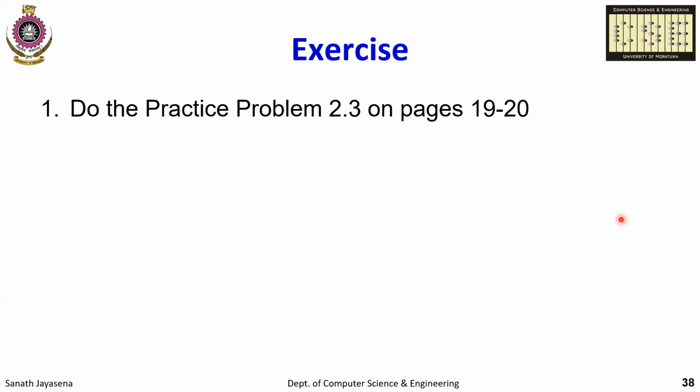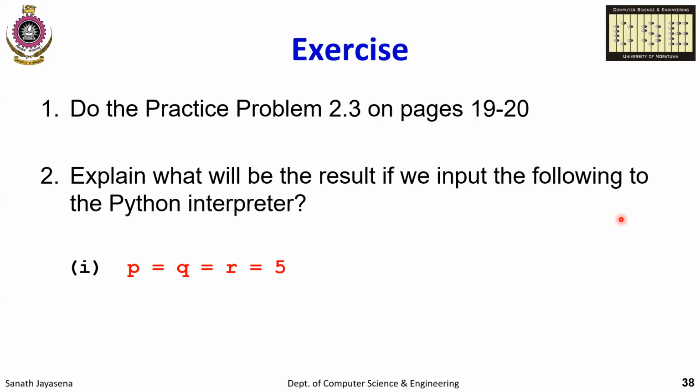Right, with that, I think it's time for you to do practice problem 2.3. That starts on page 19 and goes on to page 20. All right, let's then proceed to an exercise. So the first part of this exercise is just try and practice problem 2.3. And the additional exercise, which I gave you here: explain what will be the result if we input the following into the interpreter.